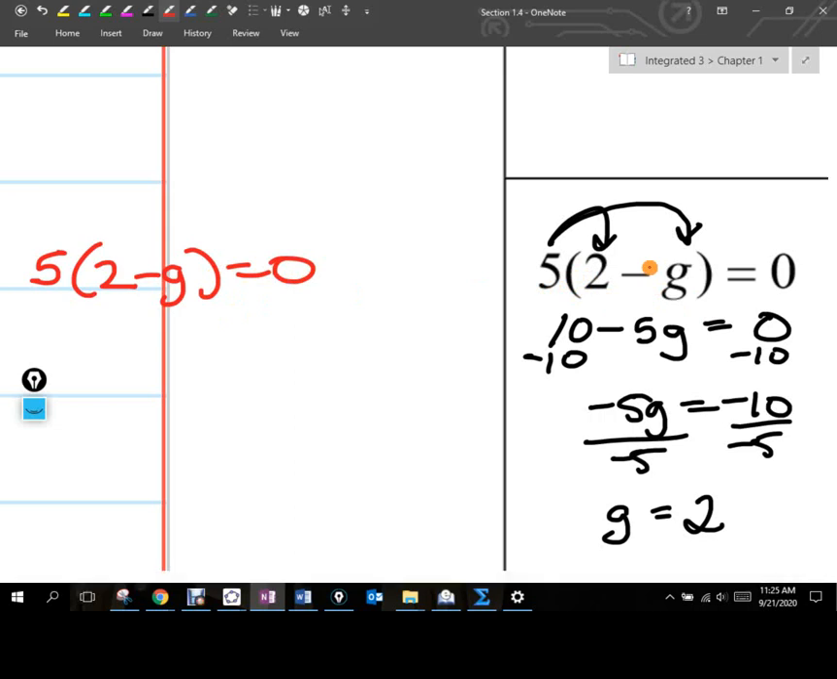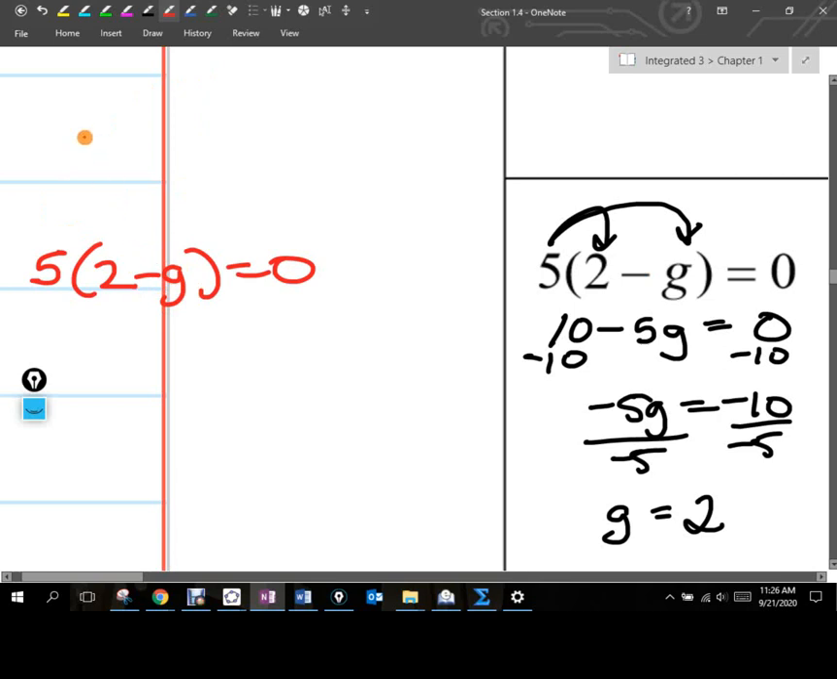Because when we have a set of parentheses, and this is something that is very important, that set of parentheses, we can view that as one object. Does that make sense? And that's what they want us. It's a grouping symbol. So we have 5 times something, right? Well, if I have 5 times something, that's multiplication, right? How do I undo multiplication? Divide. So when I know what g is, this is a number. So I've got 5 times a number equals 0, right?